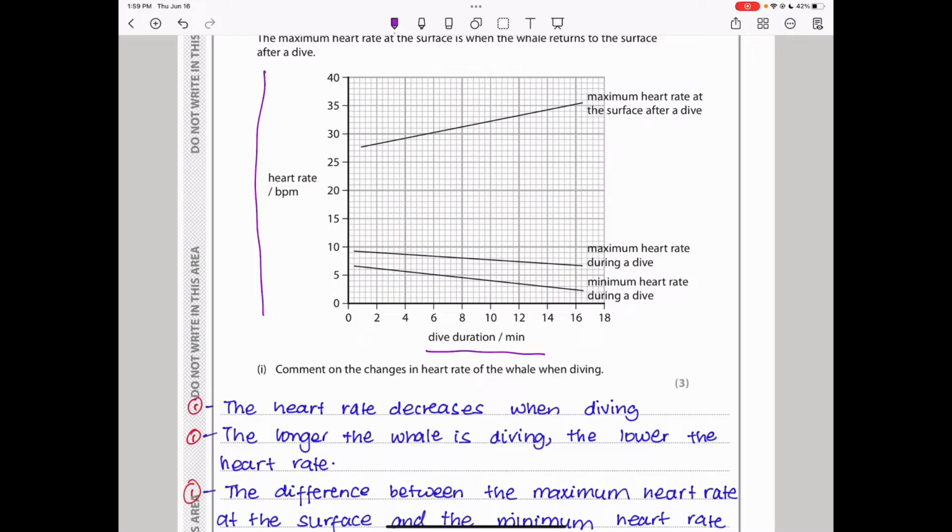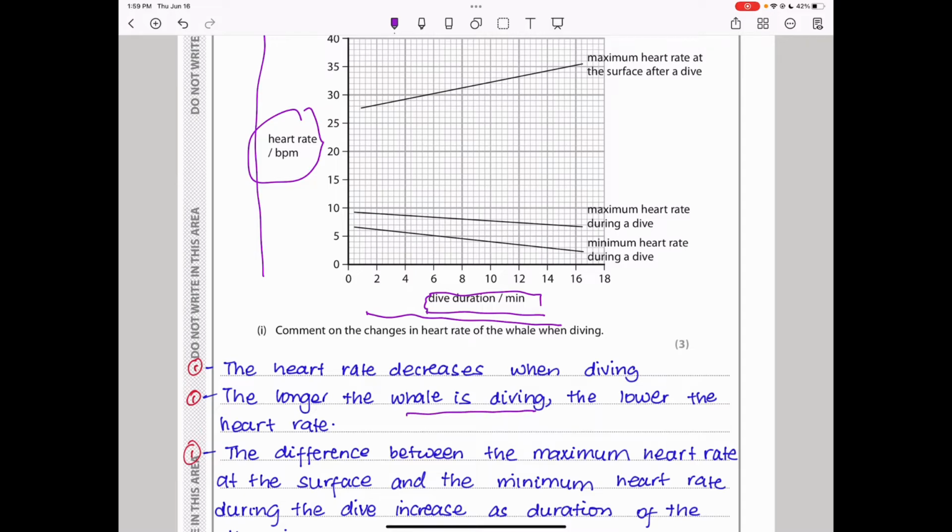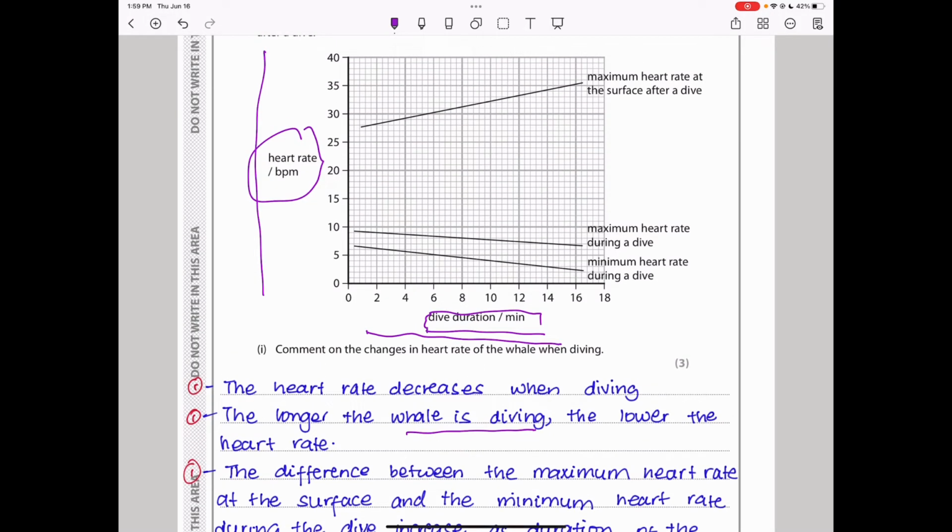Again, here you begin by looking at the bigger picture. Remember heart rate, that's in beats per minute, and then duration. So here I say the heart rate decreases when diving. As the diving duration increases, we can see the heart rate actually decreases. So I also say the longer the whale is diving, the lower the heart rate. Look at the time. The longer it's diving, the lower the heart rate. This is during the dive, and those are after the dive. So you can see during the dive, the longer it takes diving, the lower the heart rate.